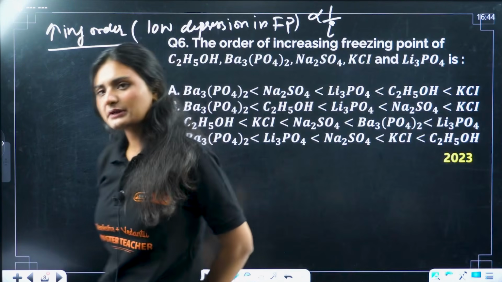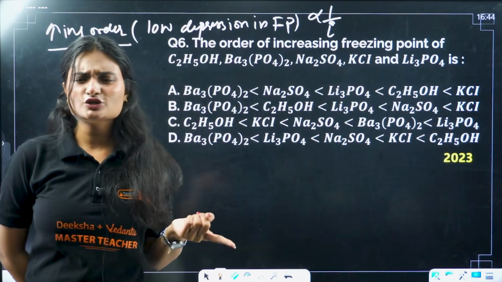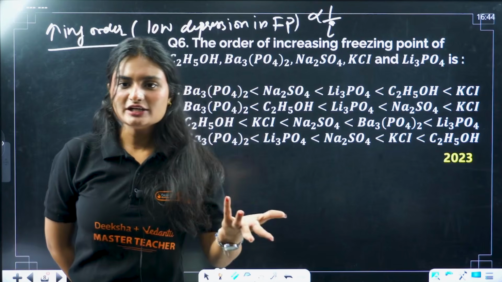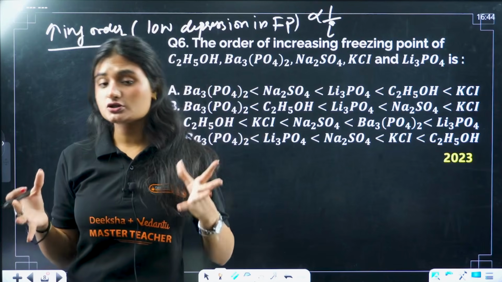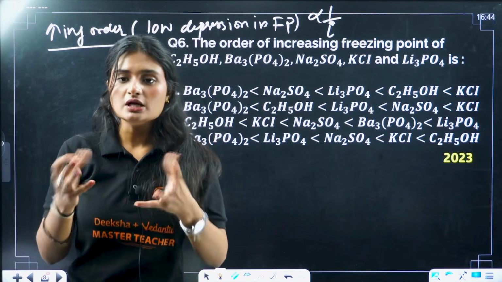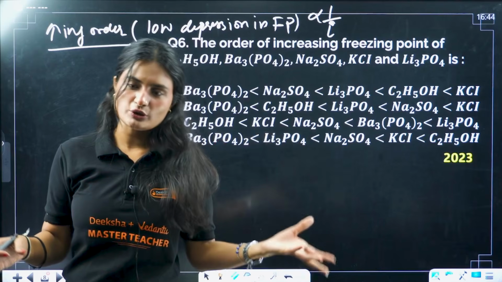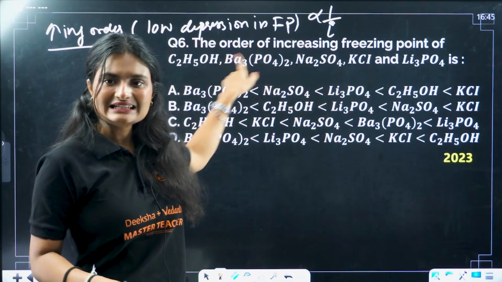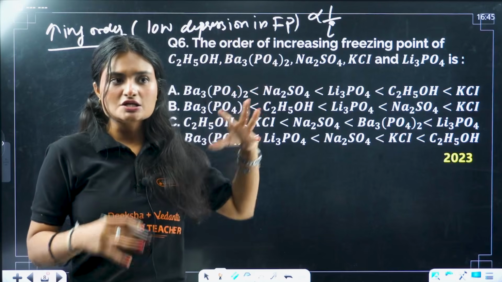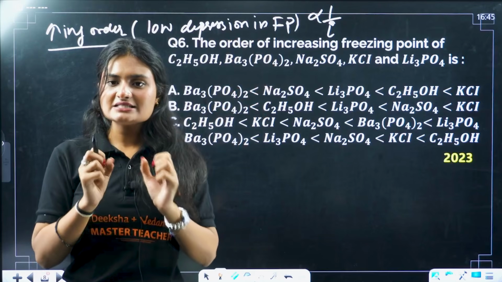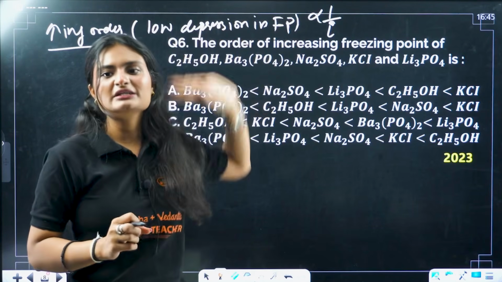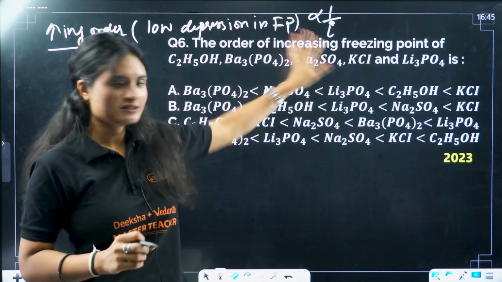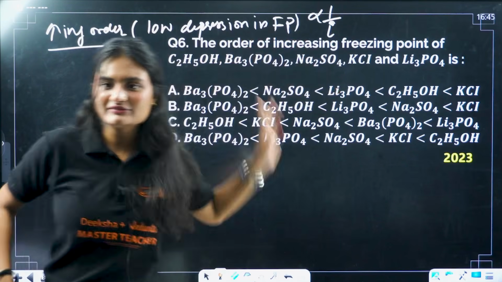Because we know that depression in freezing point is directly related to Van 't Hoff factor, because it's a colligative property. The more the number of solute, the more will be the depression in freezing point. That means if I is more, depression will be more, but we are talking about least depression, low depression, right? So lesser the number of solute, lower will be the depression. Okay, so it's like opposite. You'll understand when we solve the question.